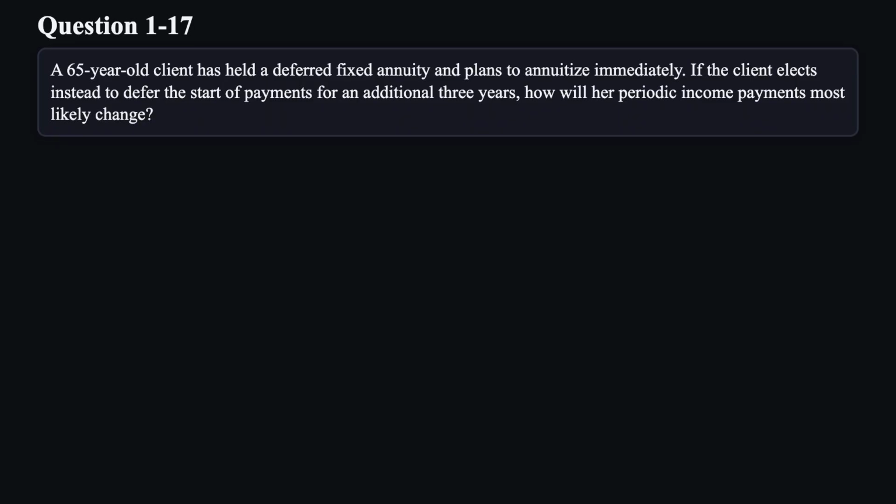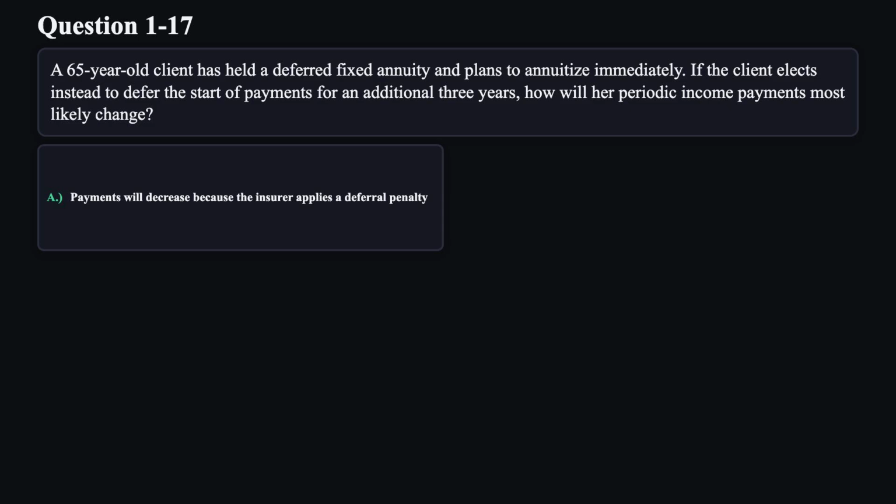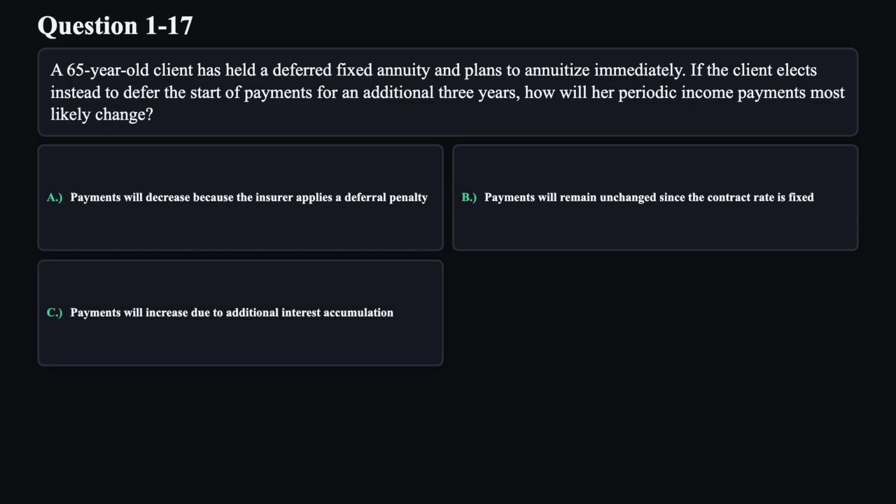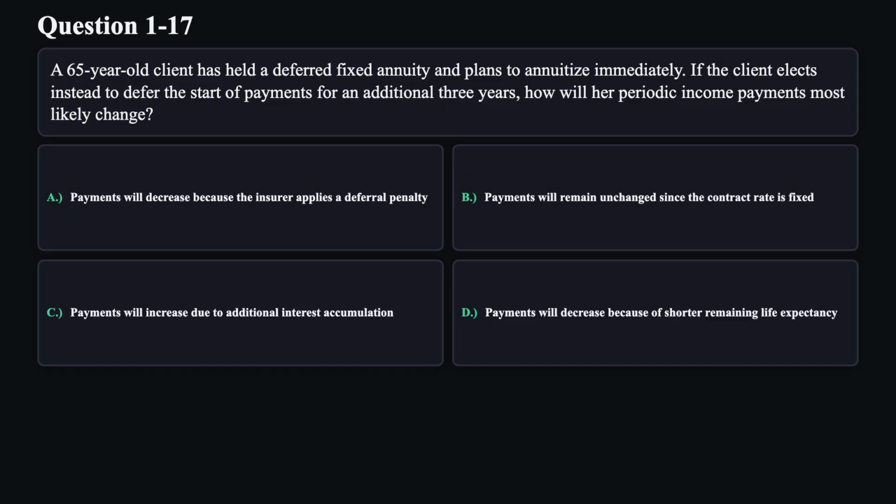Question 17. A 65-year-old client has held a deferred fixed annuity and plans to annuitize immediately. If the client elects instead to defer the start of payments for an additional 3 years, how will her periodic income payments most likely change? A. Payments will decrease because the insurer applies a deferral penalty. B. Payments will remain unchanged since the contract rate is fixed. C. Payments will increase due to additional interest accumulation. D. Payments will decrease because of shorter remaining life expectancy.